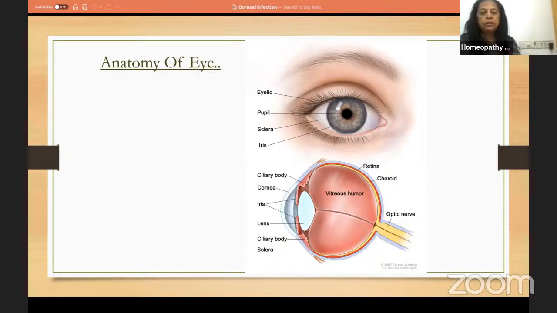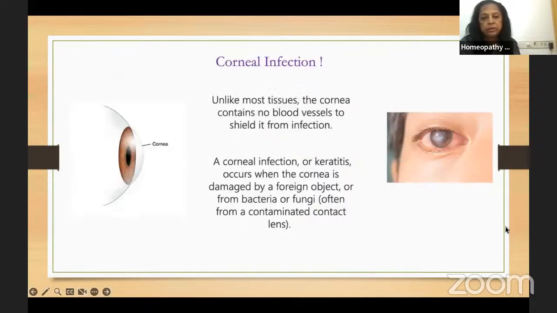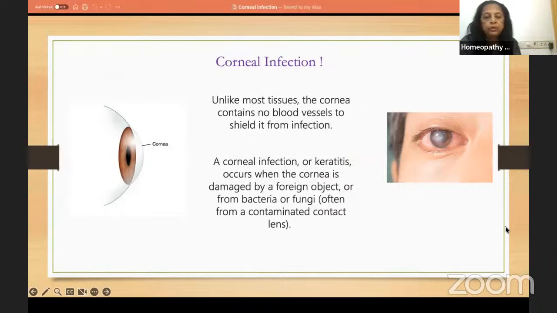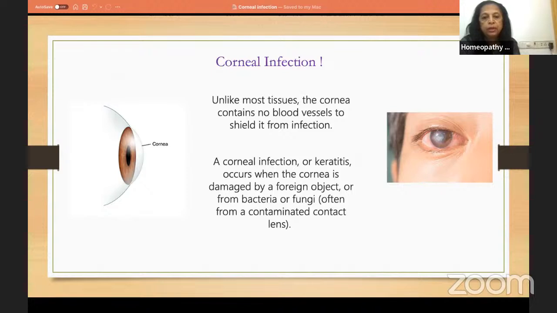And especially, the cornea is avascular. There are no blood vessels, and because of that, it is transparent. And the corneal nerves also are not having any sheathing around the nerves. And it is supposed to be the most sensitive part in our body. So here we are going to talk about corneal infection, exactly how it occurs.